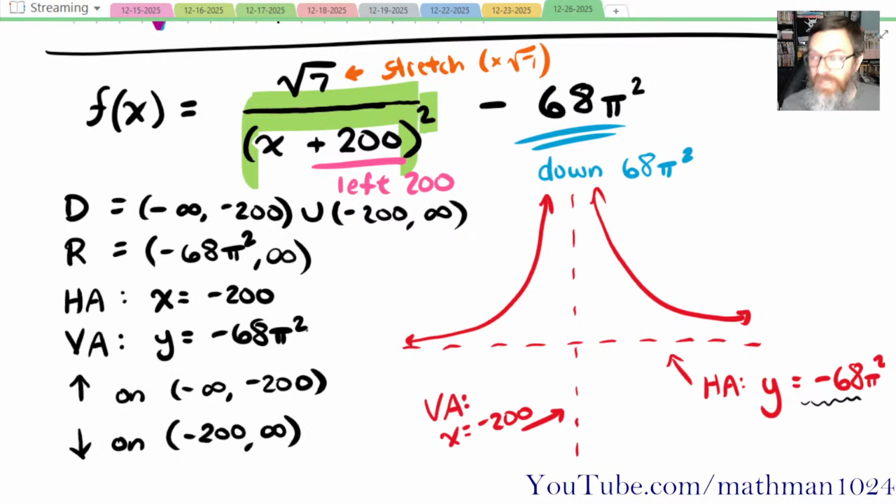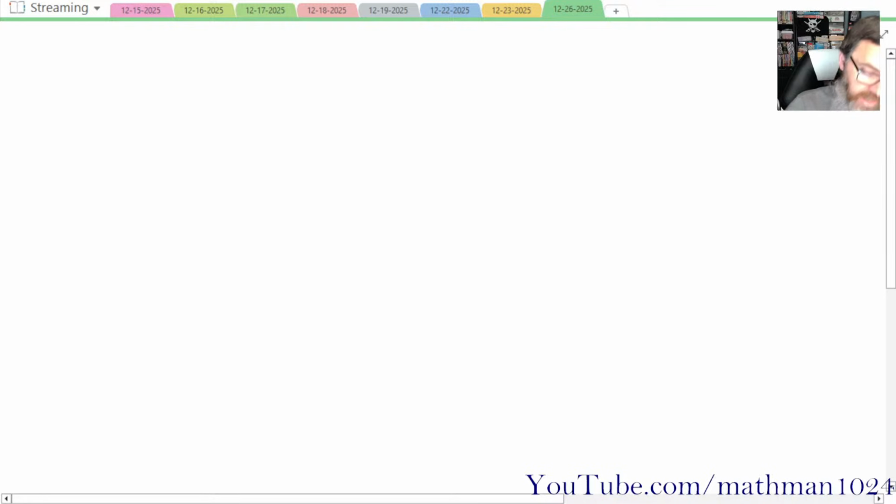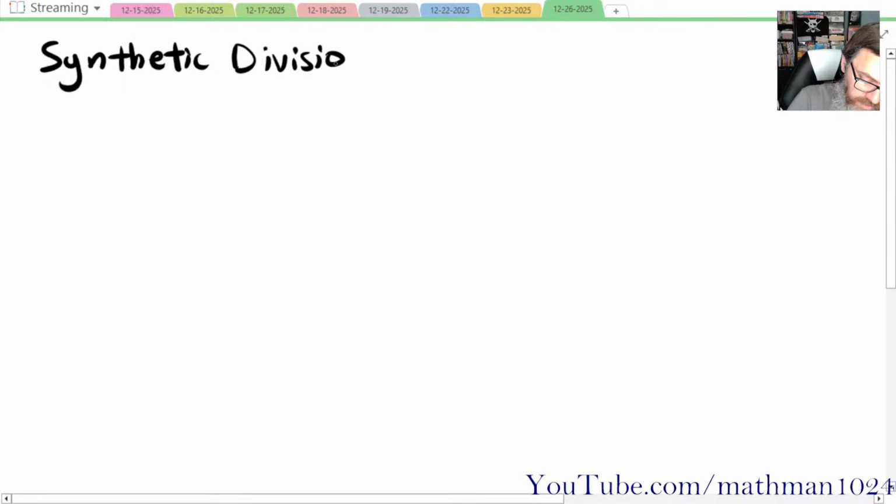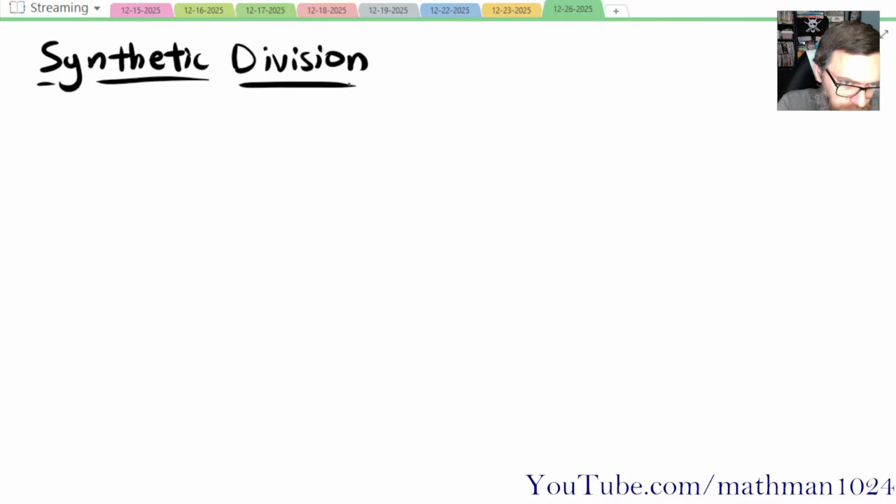All right, now let's get on to what I think is some fun stuff. Not sure if it's my favorite section to teach, but some of my favorite problems to do. And that is working with synthetic division. So synthetic division is kind of a shortcut way of doing division with polynomials.